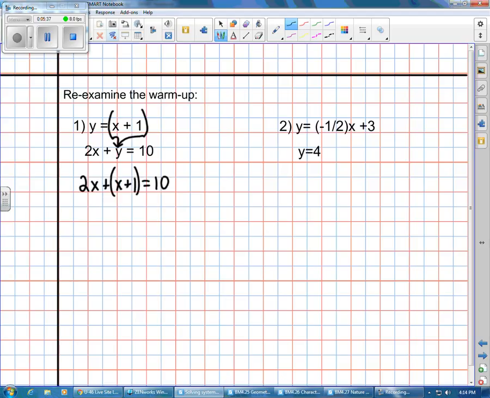Now you might have had your parentheses around it, and that's fine. We don't really need the parentheses in this particular problem because there's no number in front of the y in the second equation.